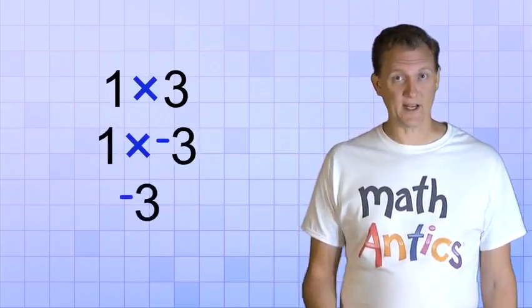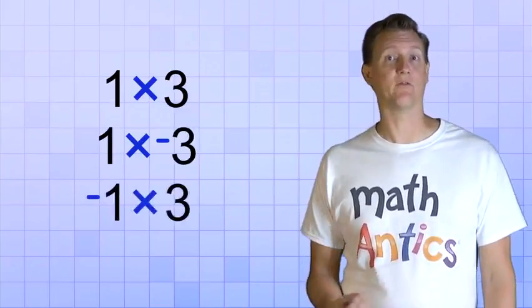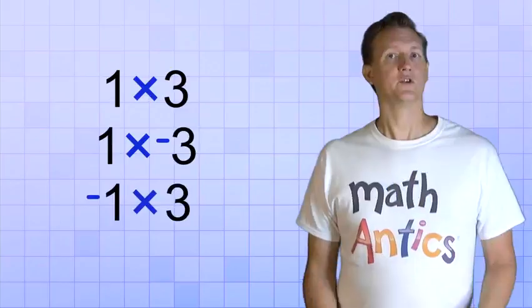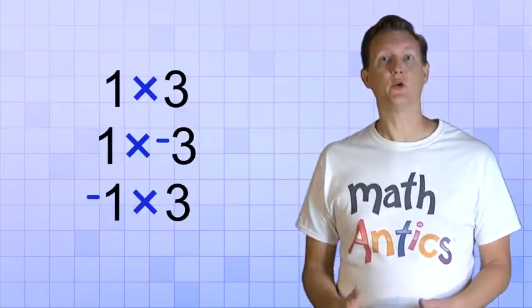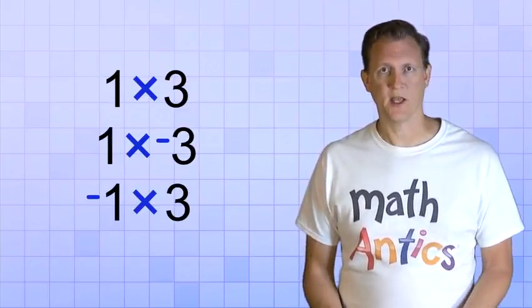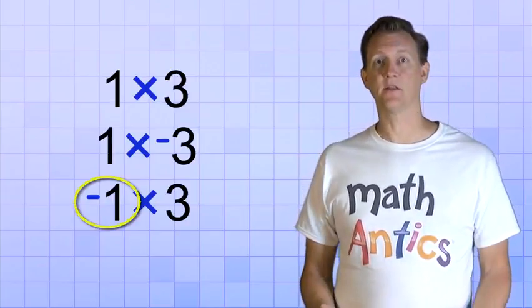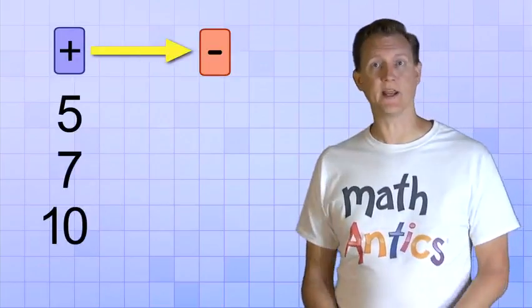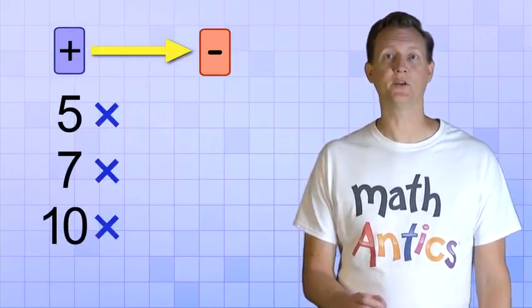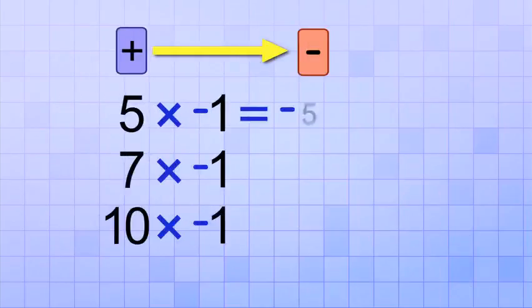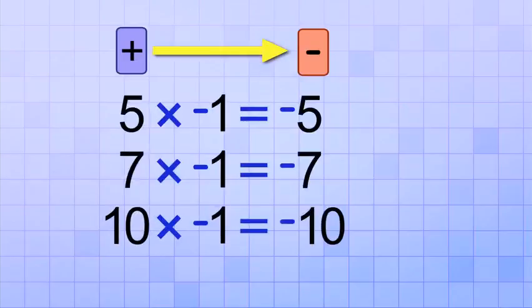But because the number's negative, we could also factor out a negative 1. Doing that would give us negative 1 times 3. So one way to think about negative numbers is to imagine that they're just like positive numbers, but they always have a factor of negative 1 built into them. That means if you want to change a positive number into a negative number, all you have to do is multiply it by a factor of negative 1. 5 times negative 1 is negative 5. 7 times negative 1 is negative 7. 10 times negative 1 is negative 10, and so on.